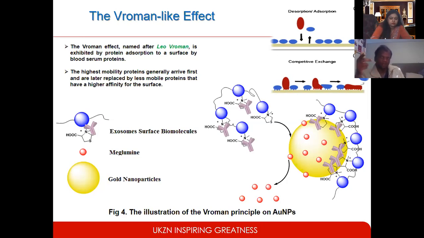For example, you can see here some molecules sitting on the surface. When another molecule comes to the top of the surface, the molecule already sitting there moves away. The blue spherical molecule is a charged molecule. The red molecule coming from the top is, for example, the exosome, and the blue molecule is considered the gold nanoparticle. So the surface is exchanging, which means the surface properties are changing. This is the Vroman effect, proving this concept.